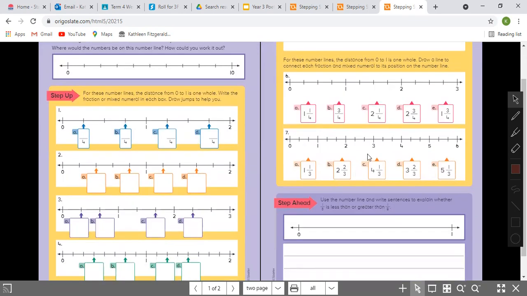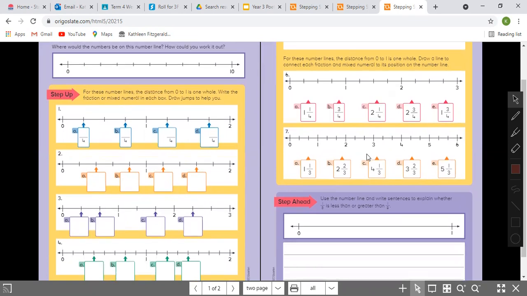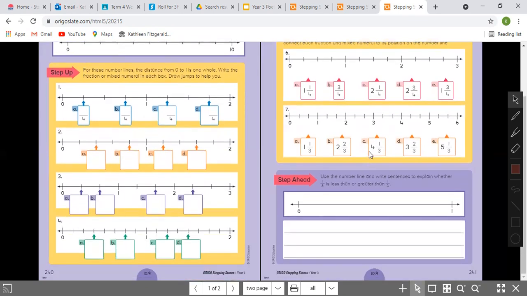Again, you're doing the same thing for question 7. Use the number line and write sentences to explain whether 1/3 is less than or greater than 1/8. Okay, so draw the number line from 0 to 1. You might need to use coloured pencils to make a difference between them. Mark out where 1/3 would be, break it down into 3 parts, and then break it down into 8 parts, and then explain whether 1/3 is less than or greater than 1/8.